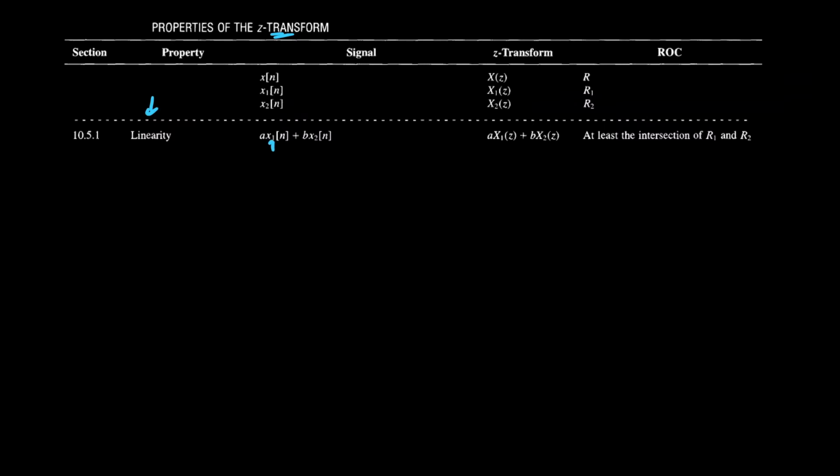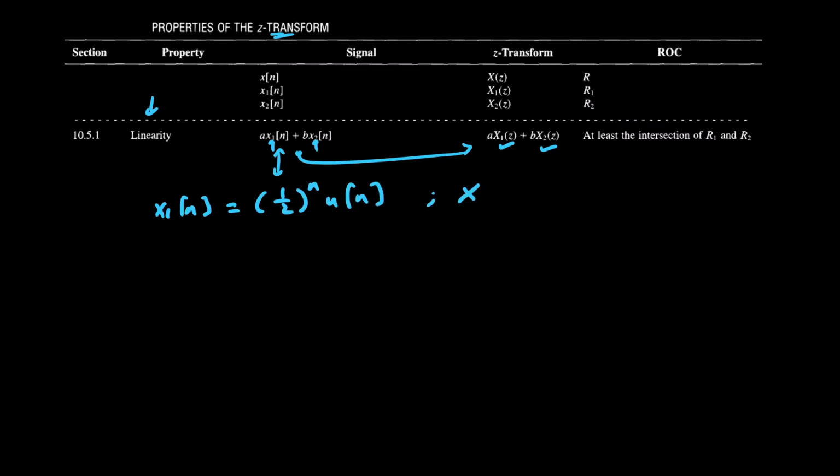by a coefficient a, and also we have x2 which is multiplied by a coefficient b. So as per the linearity property, we would have the transform of this function, which is X1 of z, and transform of x2, which is X2 of z, and they would be added together. So let us say that x1 of n is (1/2)^n u of n, and similarly we have x2 of n, which is simply (1/3)^n u of n.